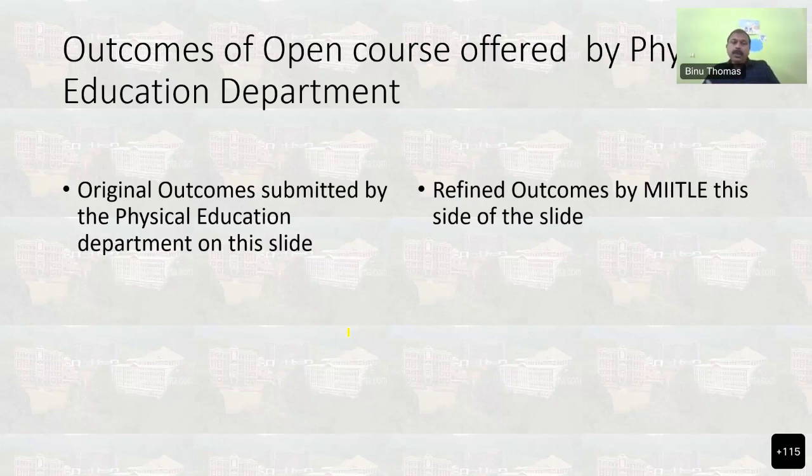So as a final remark, you also must be knowing how you can refine your outcomes once you see certain course outcomes drafted by maybe your department or your colleagues. So on the left side, you can see the original outcome submitted by the department, and on the right side you can see how the teaching learning center of Marian College has refined it so that the outcomes become measurable.